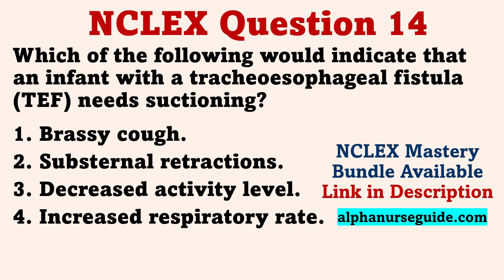Overflow of secretions into the larynx leads to laryngospasm. This obstruction to inspiration stimulates the strong contraction of accessory muscles of the thorax to assist the diaphragm in breathing. This produces substernal retractions. The laryngospasm that occurs with a TEF resolves quickly when secretions are removed from the oropharynx area. A brassy cough is related to a relatively constant laryngeal narrowing, usually caused by edema. It is not an indication of the need to suction. A decreased activity level and an increased respiratory rate in an infant with a TEF are usually the result of hypoxia, a relatively long-term and constant phenomenon in infants with a TEF.